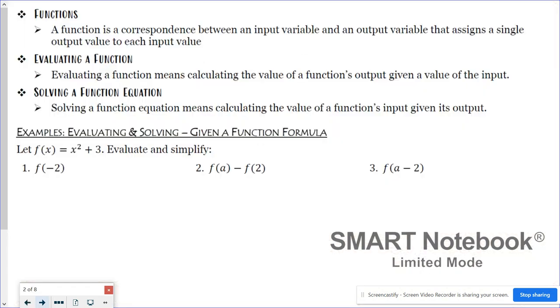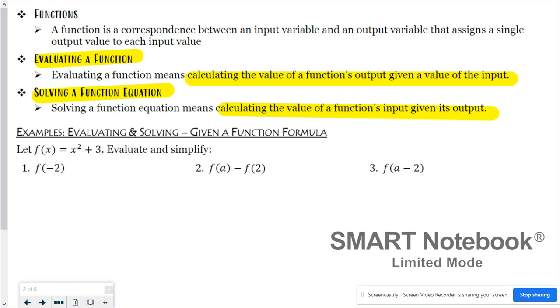So remember that a function is a relationship between two quantities, an input and an output, that assigns a single output value to each input value. That being said, when we evaluate a function, we calculate the value of the function's output given a value of the function's input. So following the definition of function, we should only get at most one answer when we evaluate a function, okay? When we solve a function equation, well, we do just that. We calculate the value of a function's input given its output.